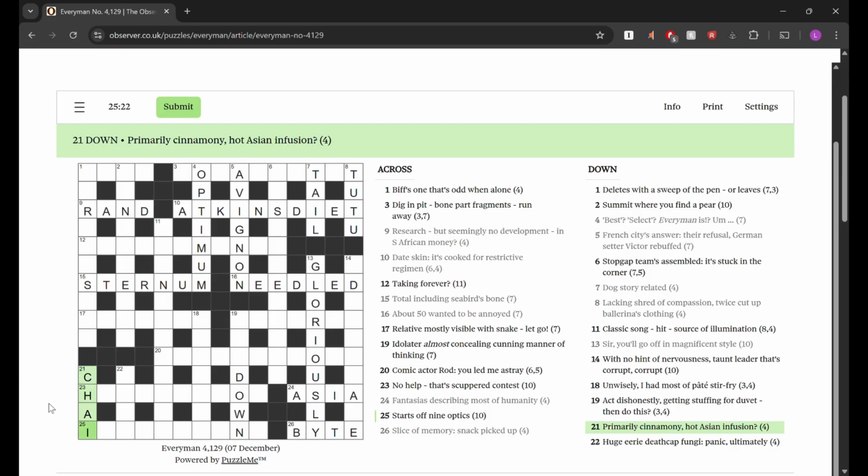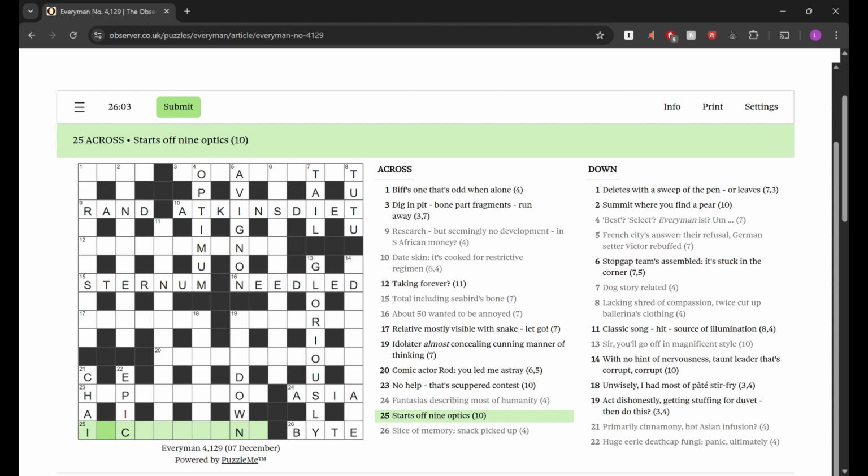Primarily cinnamony hot Asian infusion, so taking the primary letters of cinnamony hot Asian and infusion, we get chai. Thank God for an easy one. Okay, 22 down. Huge, eerie, death cap, fungi, panic, ultimately. Are we taking the last letters of this one? So huge would be epic. Taking the last letters this time of eerie, death cap, fungi, and panic. I'm getting epic. Thank God for those two.